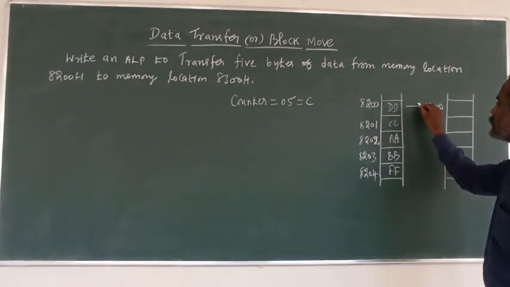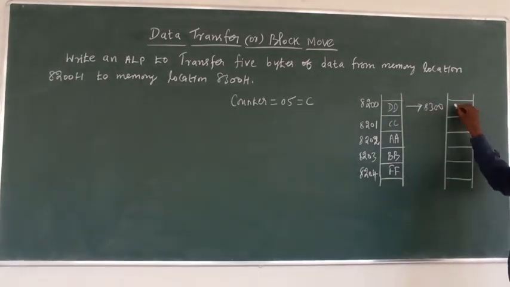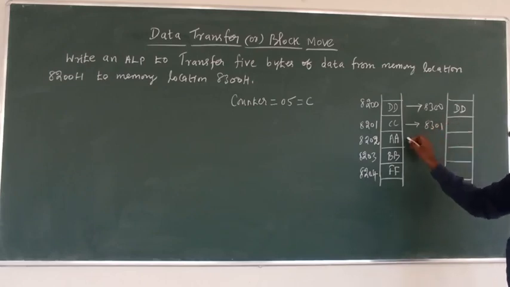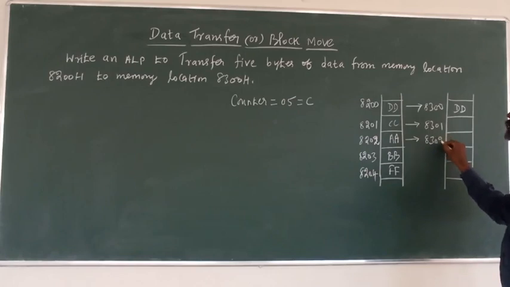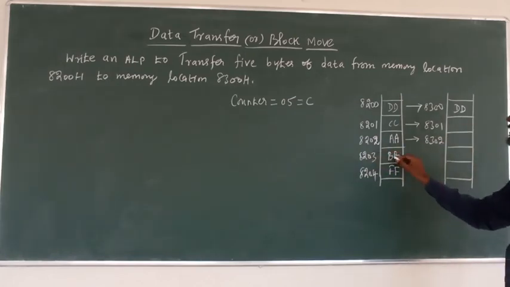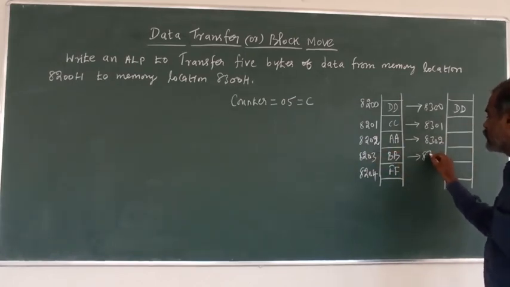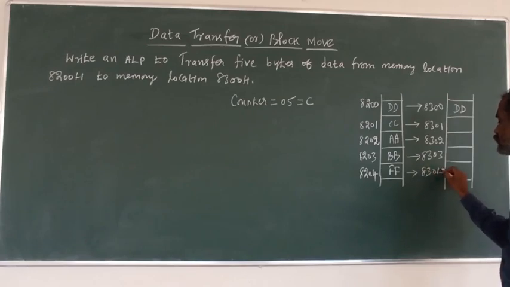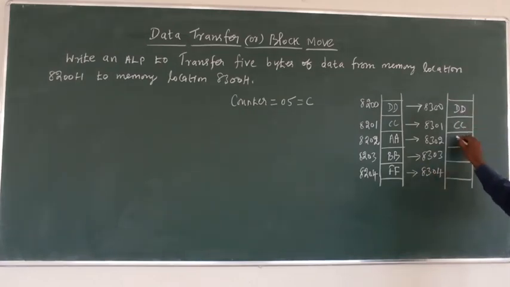The 8200 data is transferred to 8300, DD. Next the 8201 data is transferred into 8301. Next the 8202 data is transferred to address 8302, the 8203 data to address 8303, and the 8204 data to 8304: DD, CC, AA, BB and FF.